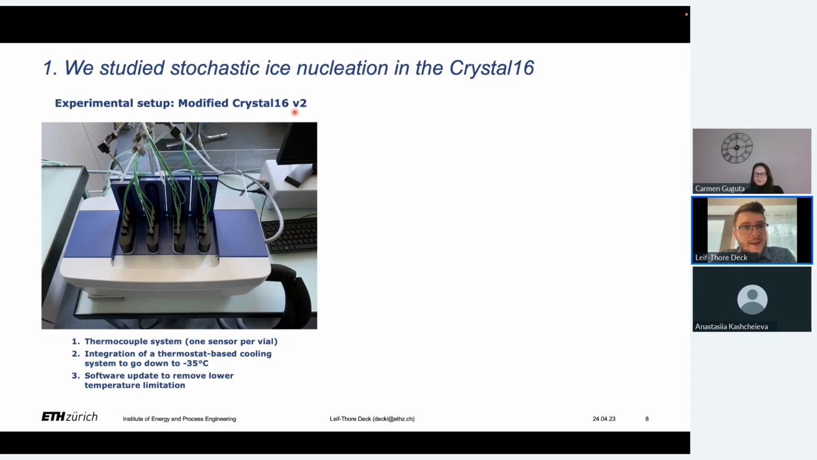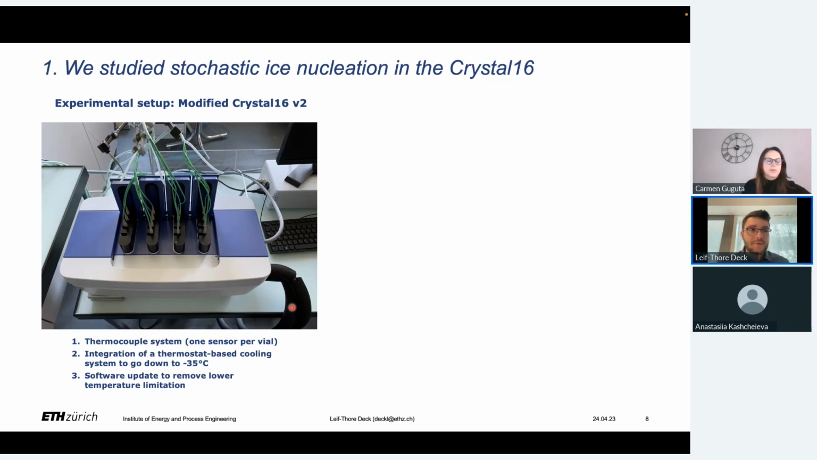And over the course of the last couple of years, we actually made together with Technobis a couple of upgrades to this device. Now, the first thing that you will notice is that we actually have these additional holders here that are connected to thermocouples with these green cables. And the idea is that we have a system where we can put a thermocouple into every vial, which gives us more accurate temperature information. Now, the second thing is, if you look on the right side here, you will see a connection to a thermostat. And this is something that we had to integrate because we realized that for the standard configuration, the cooling performance was not sufficient to study freezing.